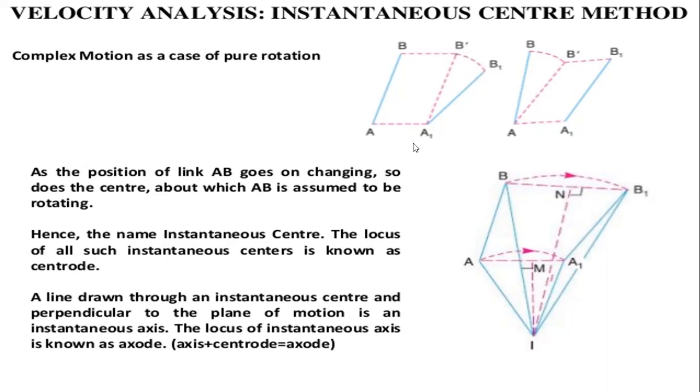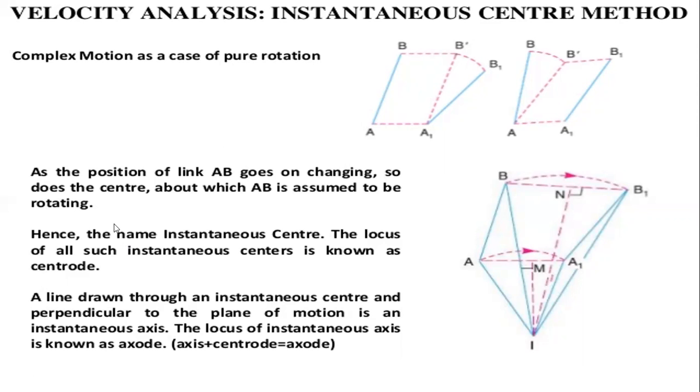The locus of all such instantaneous centers is known as the centroid. So we are locating the centroid here. The centroid is named after the locus of all the instantaneous centers. So locating the instantaneous center itself in the locus position is defined by the centroid.